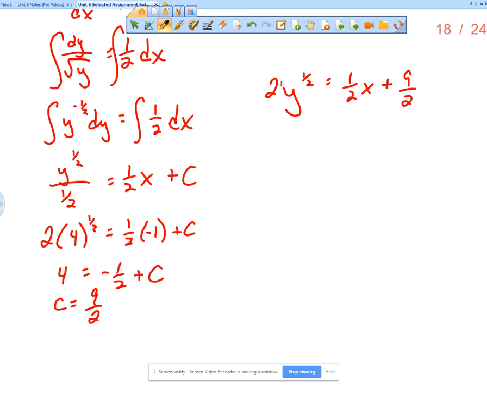And I believe the version I have is 4 root y is equal to x plus 9, something like that.